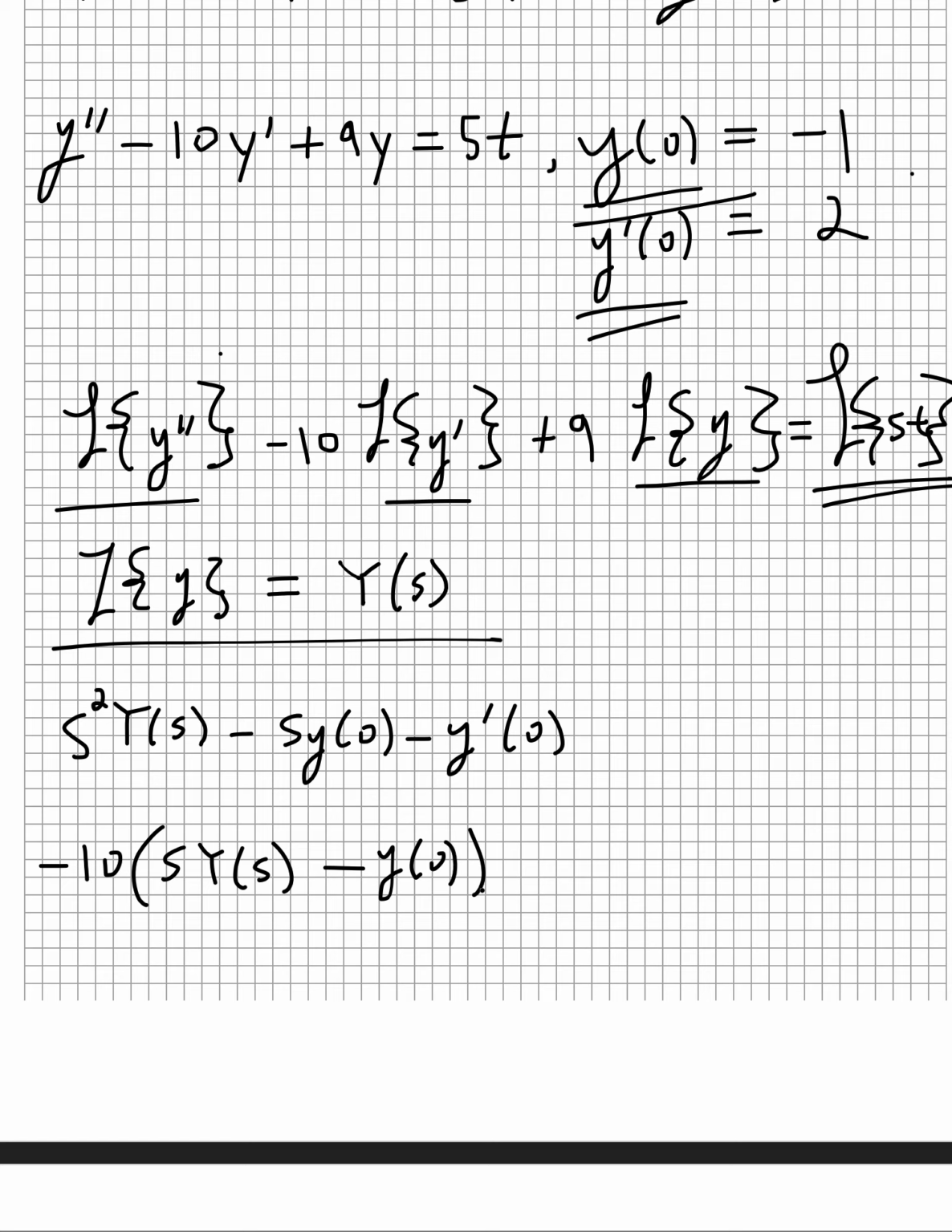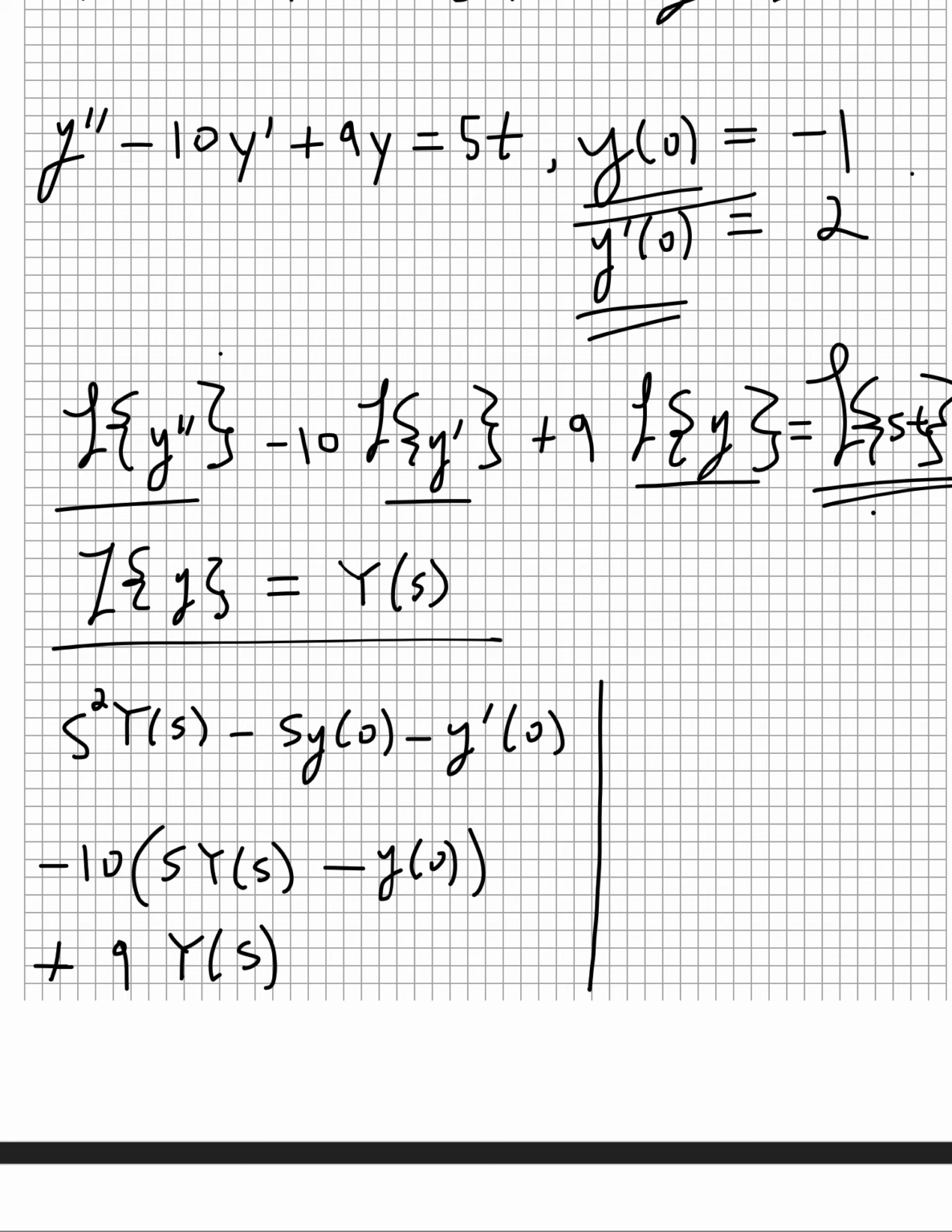All right, and then it's all going to be added to 9 times the Laplace transformation of y to the first, which you just saw was sY(s). All right, and this is all on the left-hand side. So that's all on the left-hand side. So what does this all add up to be equal to?